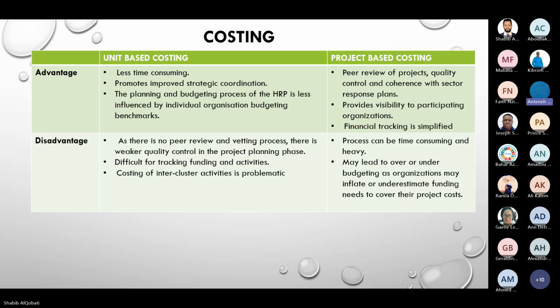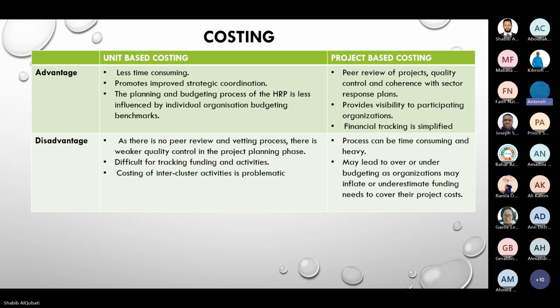Okay, unit-based costing and project-based costing have their advantages and disadvantages. One key advantage of unit-based costing is that it is less time consuming. Once the cluster partners agree on a more representative standard per capita cost, it's a matter of just using those standard costs and coming up with the overall financial requirements. So in that respect, it is less time consuming. Whereas project-based costing involves a lot of process, like project review, quality control, and prioritization. It doesn't just happen in one day or two.